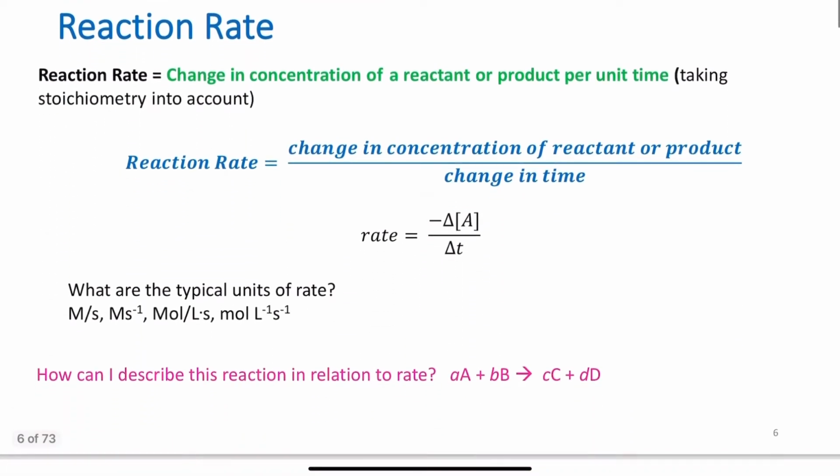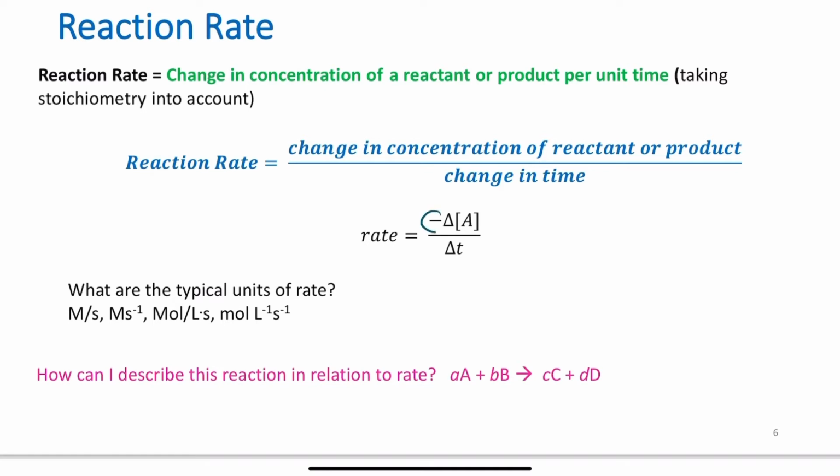The reaction rate, so rate is just change in X over change in time. The reaction rate, though, is the change in concentration of a reactant or product per unit time. Basically, it's taking stoichiometry into account. So the reaction rate actually considers your stoich. Reaction rate, change in concentration of reactant or product over change in time. We can represent this mathematically, and then of course we can write it with delta A, delta T.